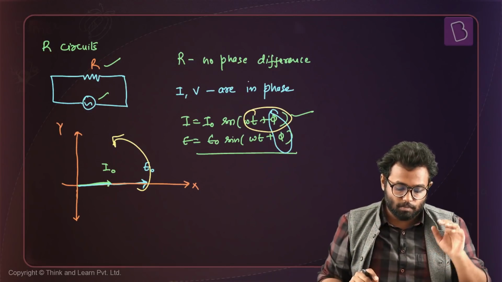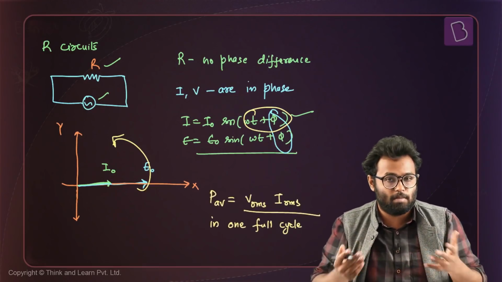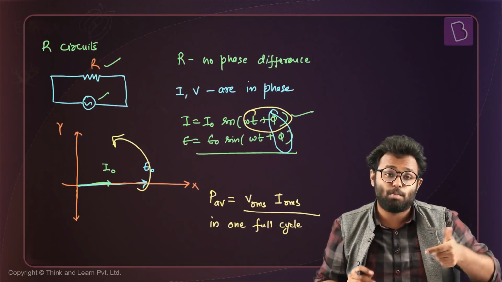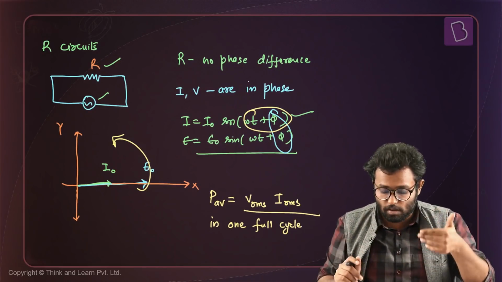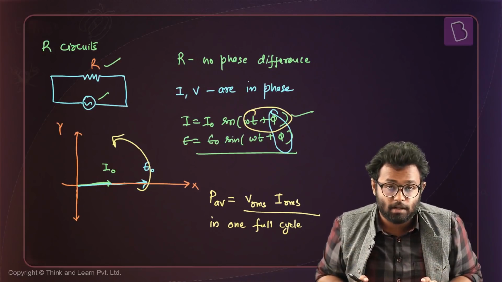All right. Now this is simple. If you want to find the power, in this case it is just VRMS times IRMS, as I told you that RMS relates to the power, and you'll get the average power for one full circle. In one full cycle, how much power is delivered. Okay. Now let's look at other kinds of circuits.